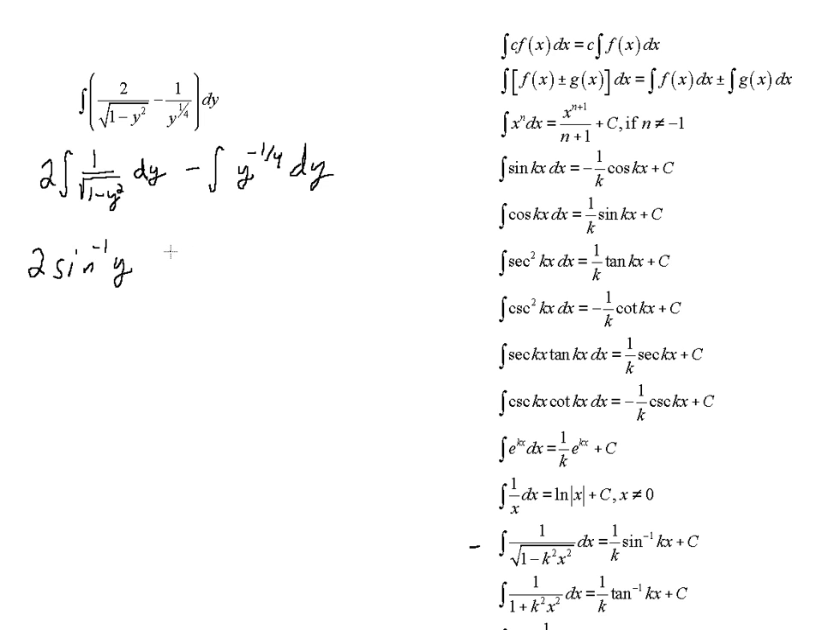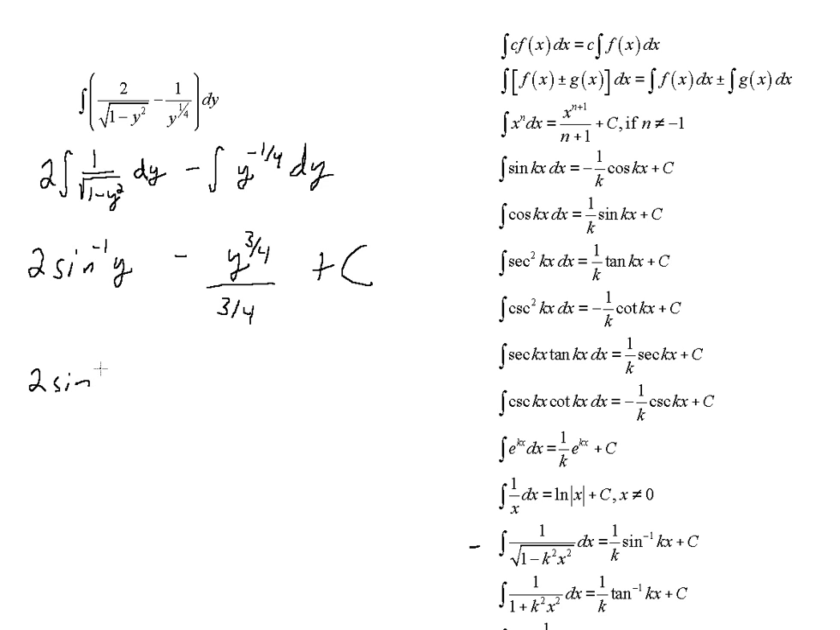So anyway, moving right along, we have minus, and we'll use the power rule. We'll raise y up by a power of 1, so negative 1/4 plus 1 is like negative 1/4 plus 4 over 4, which is positive 3 over 4, and then we'll put it over that new power, which is 3 over 4, and then plus the all-important arbitrary constant.